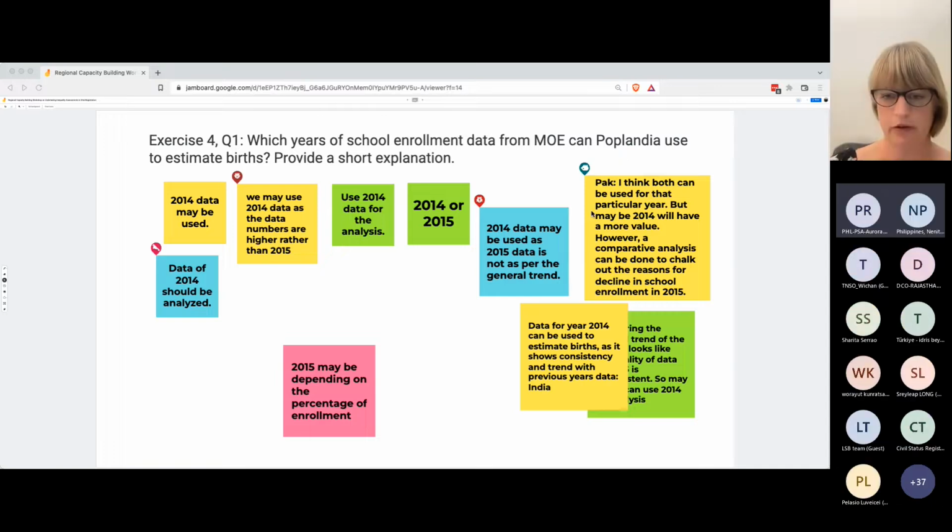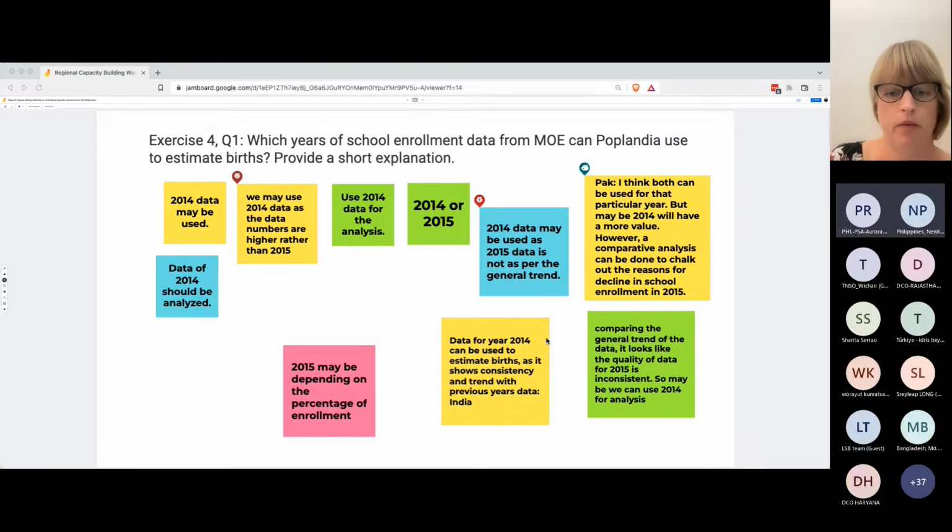Okay, feel free to keep posting. I will want to keep moving because there are several different questions in this exercise, and I think it would be good to get through all of them if we can today. So we'll start with number 1 here.